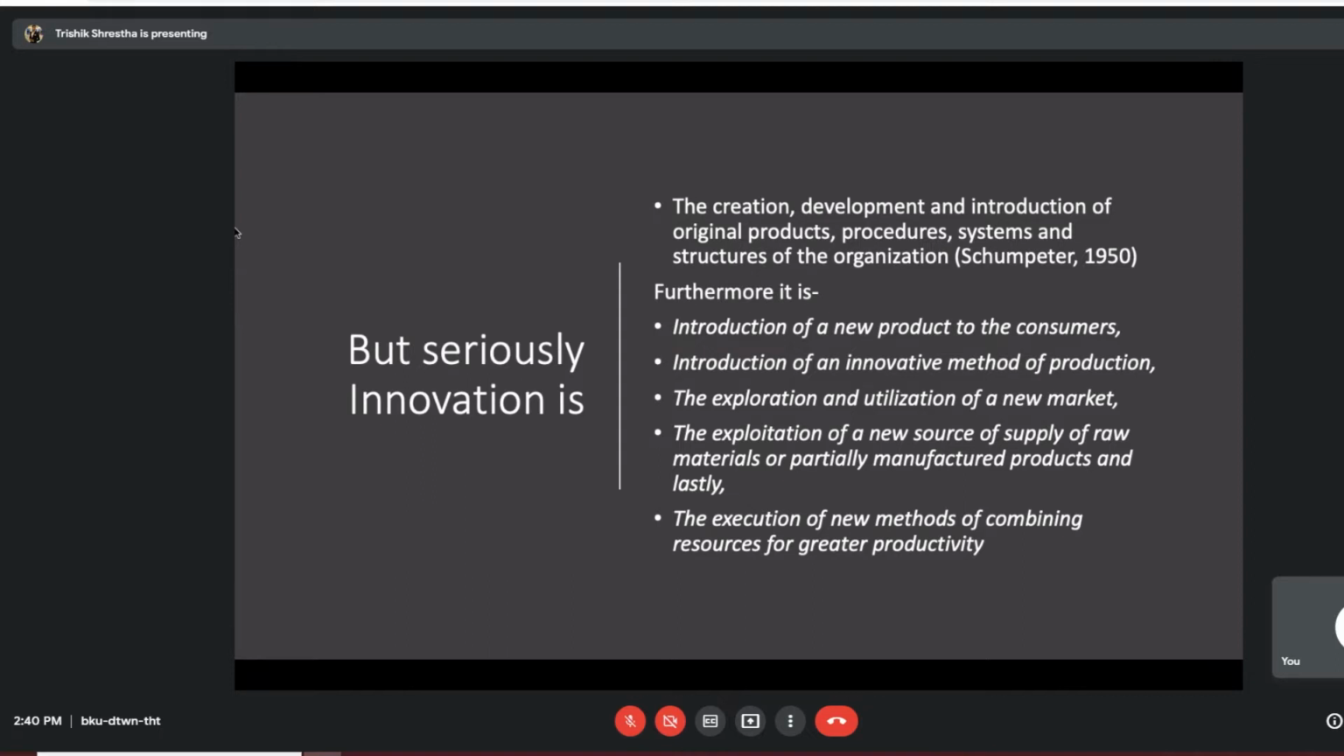It is also the exploitation of new sources of supply of raw materials or partially manufactured products and manufactured products. Like for example, Apple, as you may know, for the device that you're probably using, does not make its components. It gets its components from outside vendors because those vendors are more qualified than Apple to make those items: the chips, the screens, the body, the cameras that are assembled in the Apple phones. Lastly, the execution of new methods of combining resources for greater productivity. Right, we will get to that in just a bit.